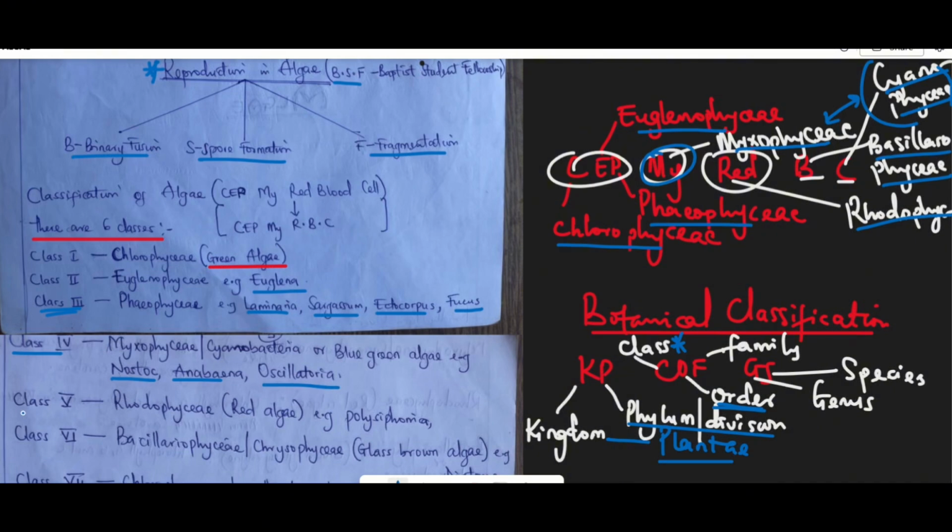Right, the next class is Rhodophyceae. Rhodophyceae are the red algae, okay? And we have Polysiphonia as a major example of Rhodophyceae. Then we have the next, which is Bacillariophyceae, or what you call Chrysophyceae. That is, they have another name, which is Chrysophyceae. They are also known as glassy brown algae. Do you understand? All right, an example is diatoms.